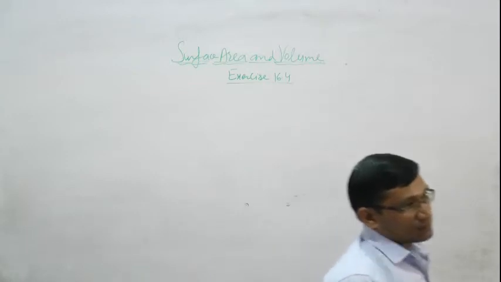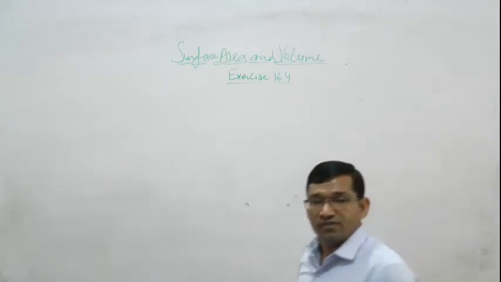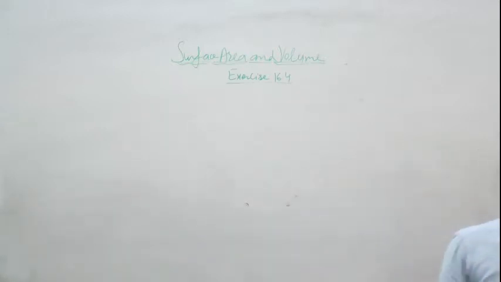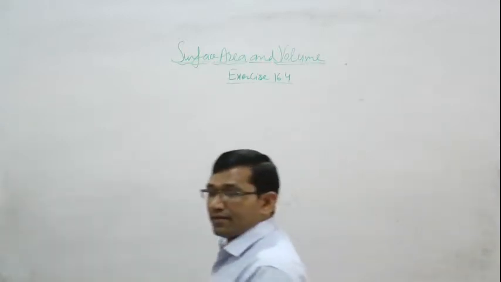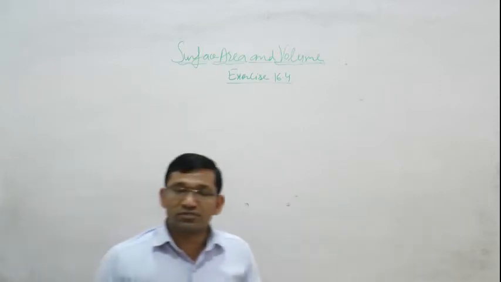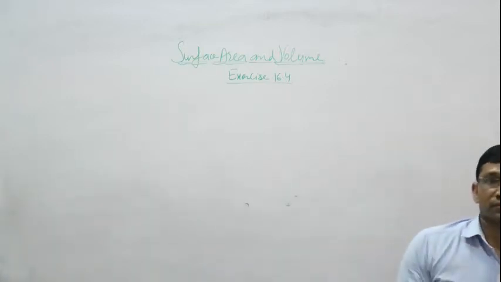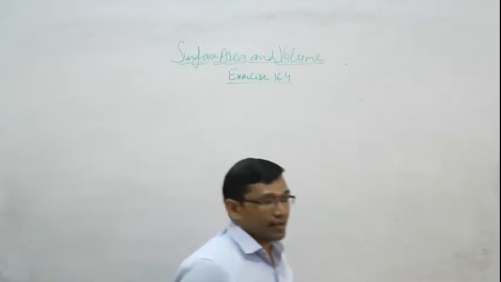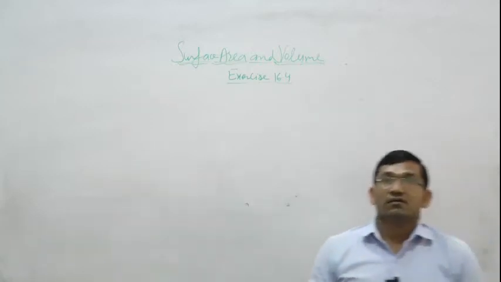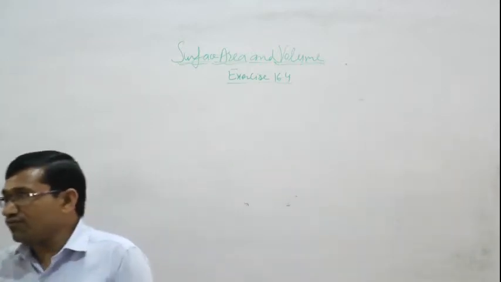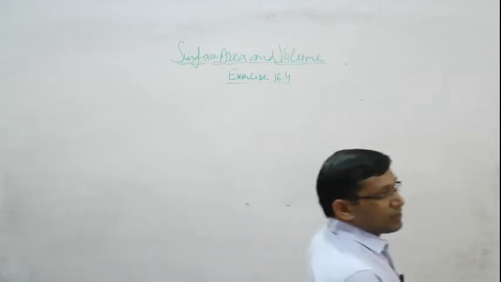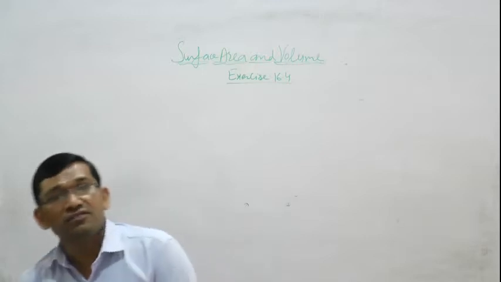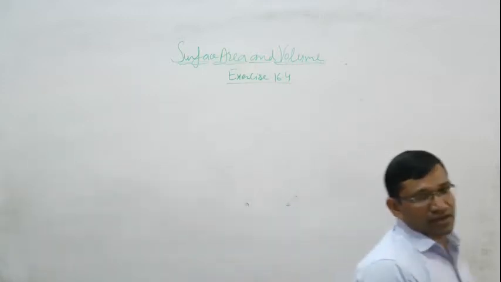In the previous class we studied the definition of a sphere, the surface area of a sphere, the volume of a sphere, the curved surface area of a hemisphere, the total surface area of a hemisphere, and the total surface area and volume of a spherical shell. We discussed all these things in the previous class.